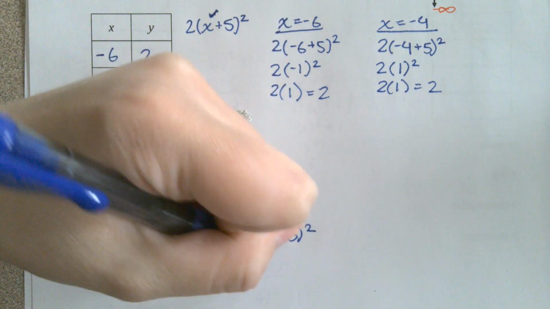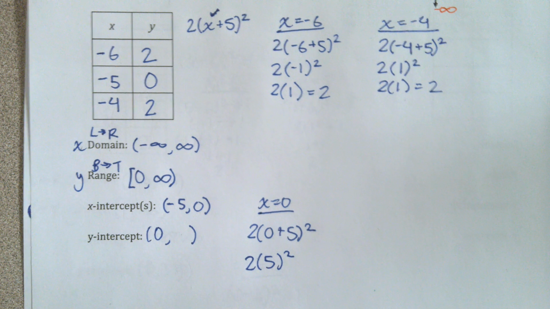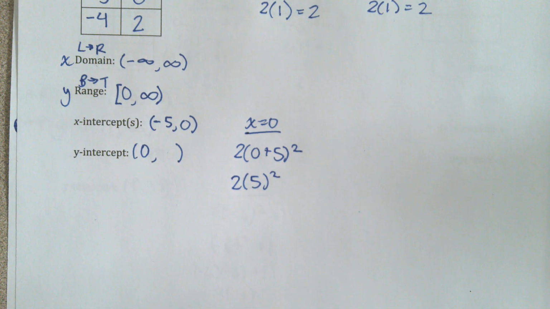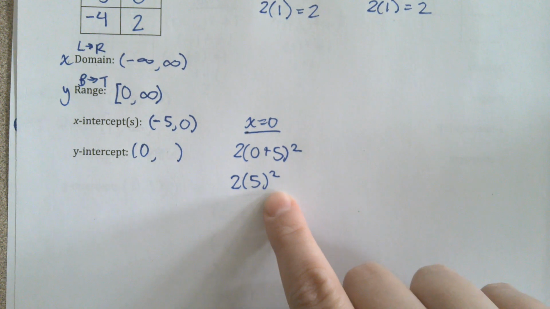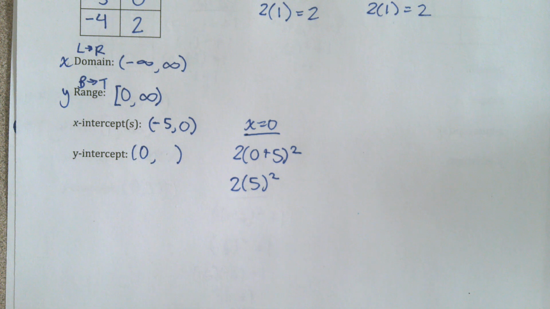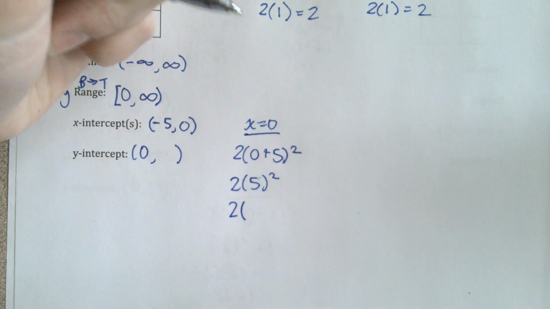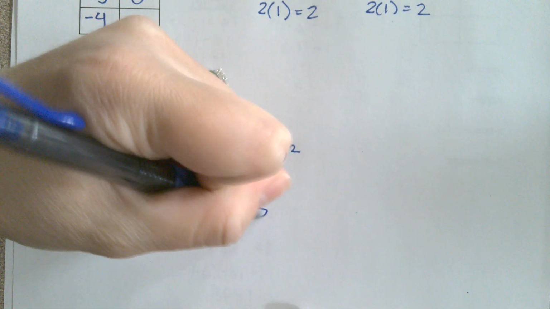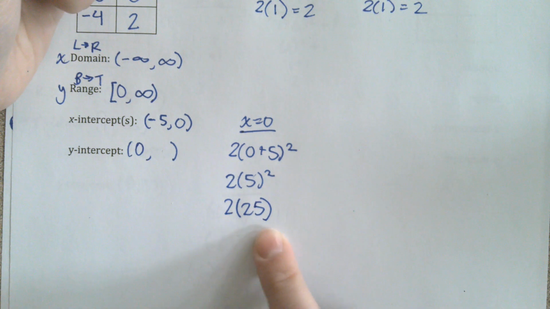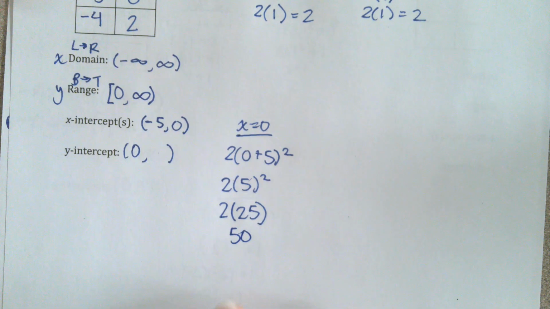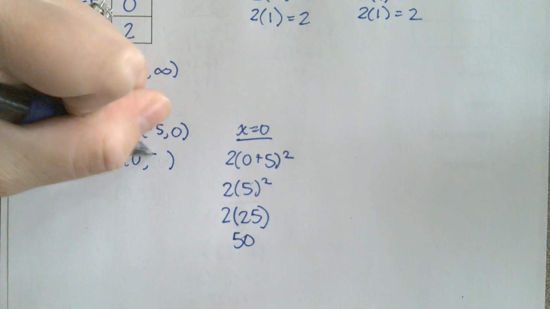Two times (0 plus 5) is 5 squared. Order of operations here, be careful. It's not 2 times 5 first. Please excuse my dear Aunt Sally. We're at E. Exponent goes first. 5 squared, 5 times 5 is 25. And then now 2 times 25 is 50. So my y-intercept is at 50.